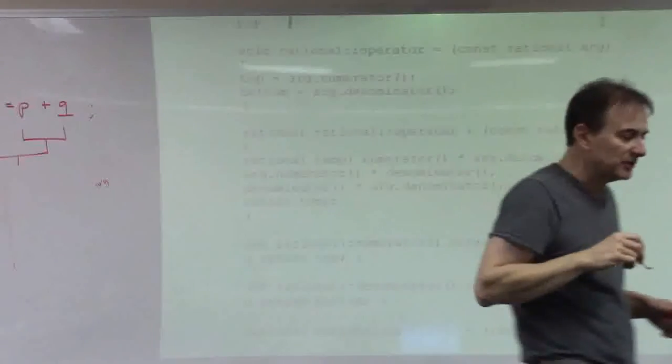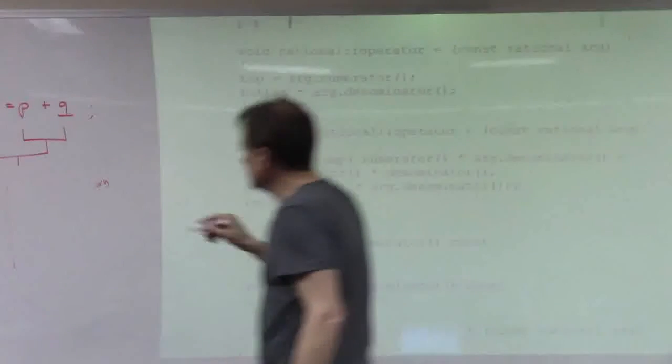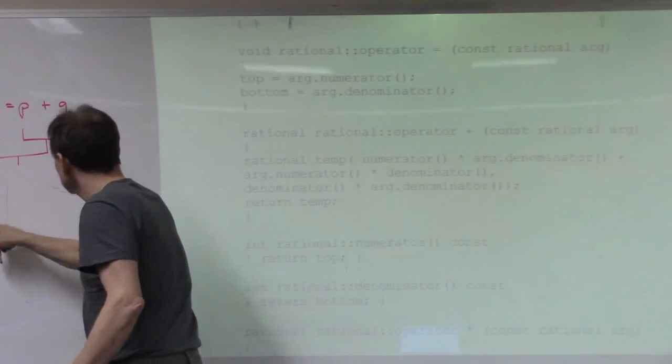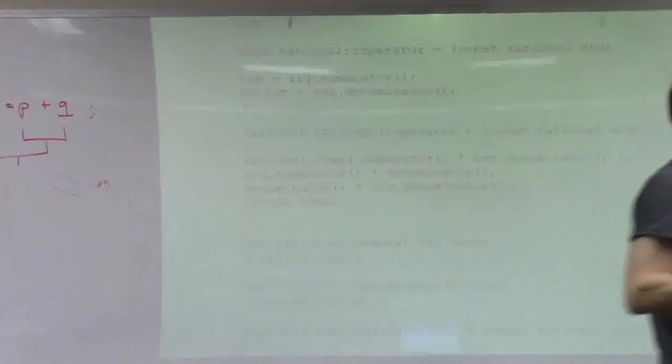And how are we passing this Q into the plus? We're passing it by reference or by value? By value. What does that mean? It means we're copying it. So that means we have to make another object and copy tick, tick, tick, tick, tick, tick, tick, tick. That is the job.